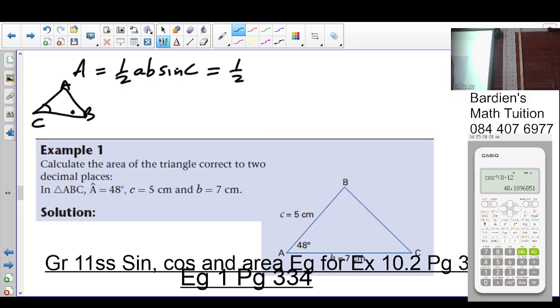Half ac sine of angle B. Remember, if this is capital A, this will be lowercase a, and capital C, lowercase c. So you must have two lengths and an included angle. So it's going to be half ac sine B, which is also equal to, if we had angle A, half bc sine of angle A.